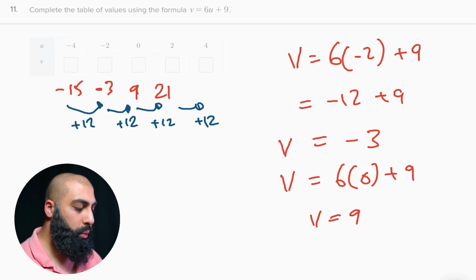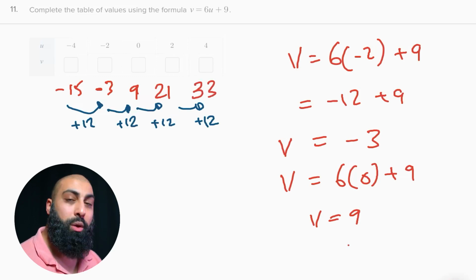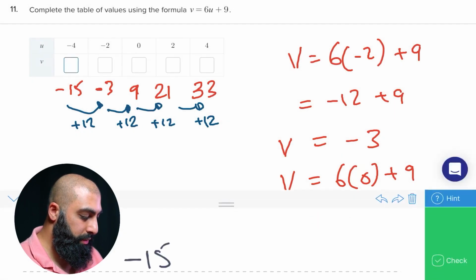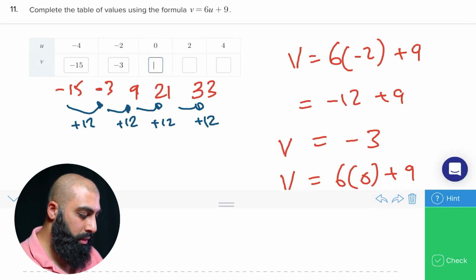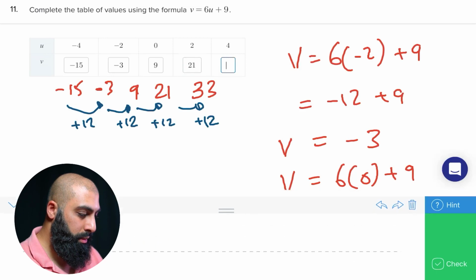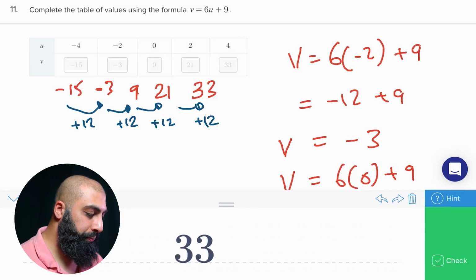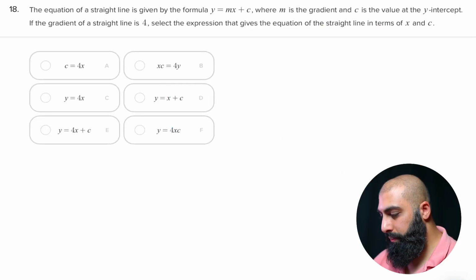So we'll get 21 when u is 2, and then finally we'll get 33 for when u is equal to 4. So let's put these in. -15, -3, 9, 21, and 33. Let's check this out. Okay, excellent.